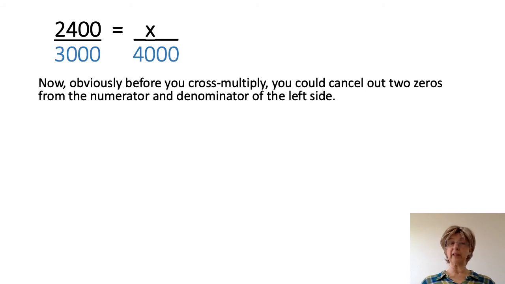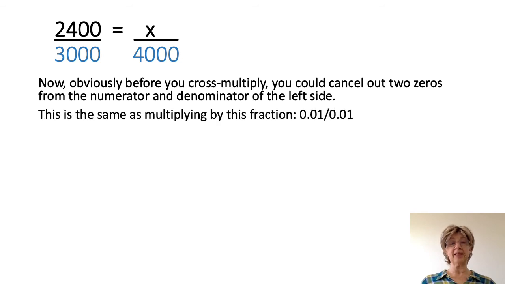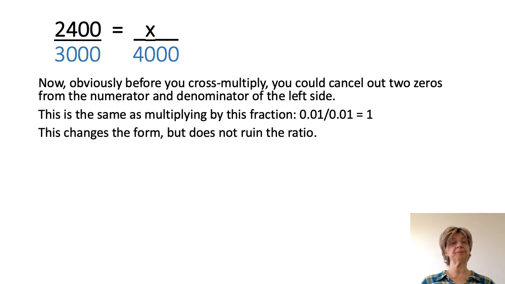Now obviously, before you cross multiply, you could cancel out 2 zeros from the numerator and denominator of the left side. This is the same as multiplying by this kind of weird fraction, 0.01 divided by 0.01, which equals 1. You're dividing out 100 from both numbers. This changes the form but does not ruin the ratio.